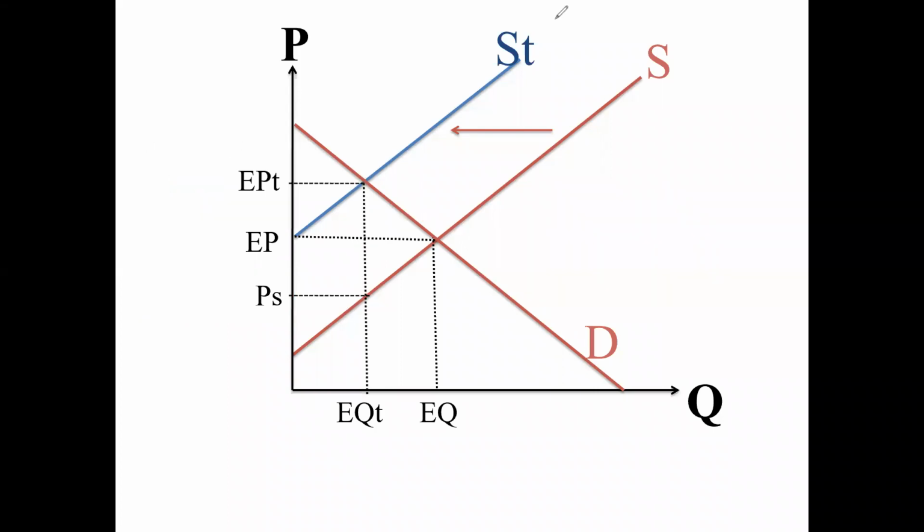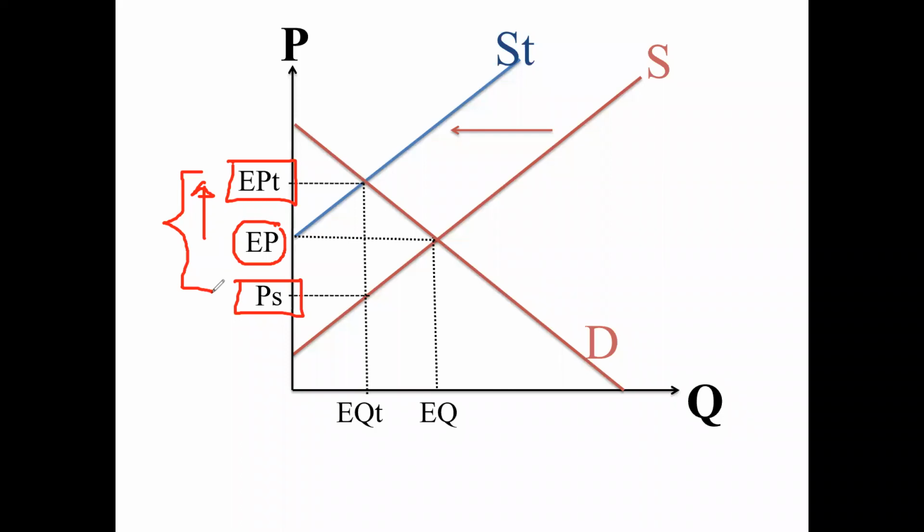If we go to the theoretical diagram, EP is the equilibrium price before tax. EPT is the equilibrium price after tax. So due to tax, remember, the market price increases. And PS is the price received by seller after the tax. So we got that this gap is a tax.